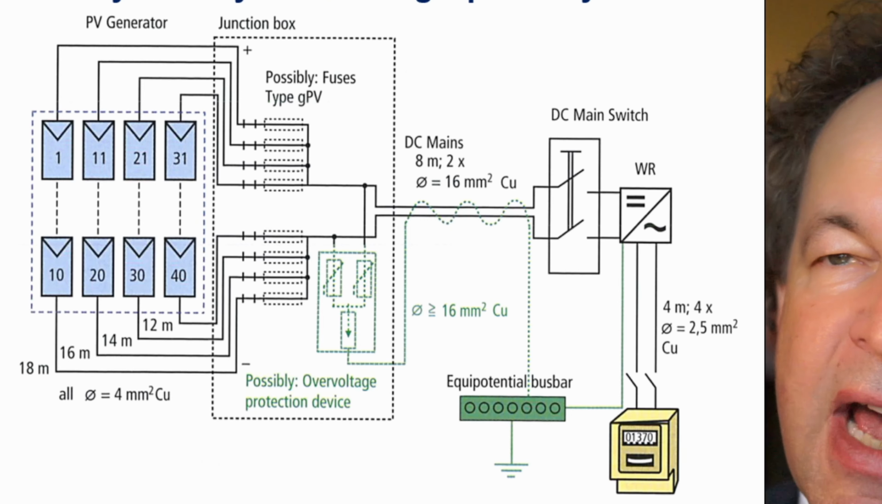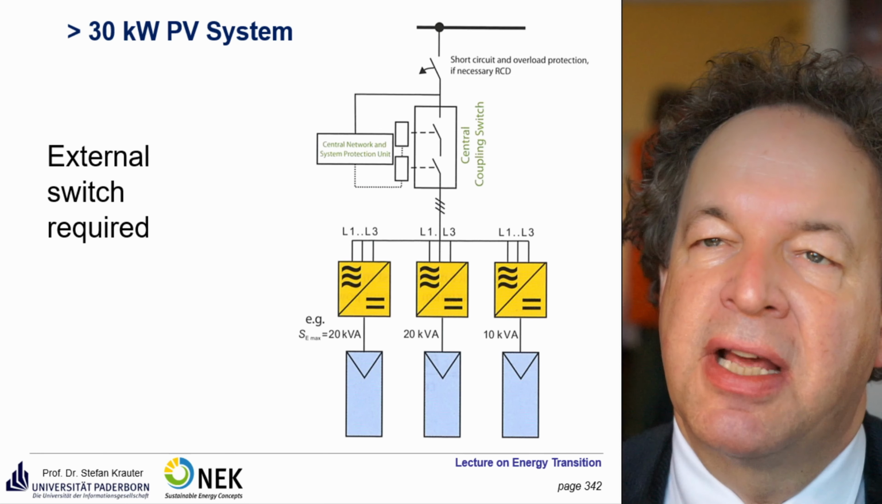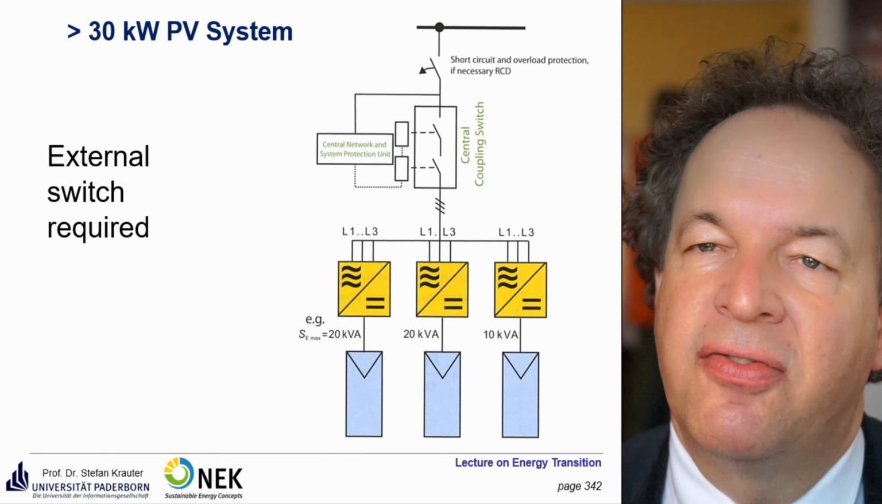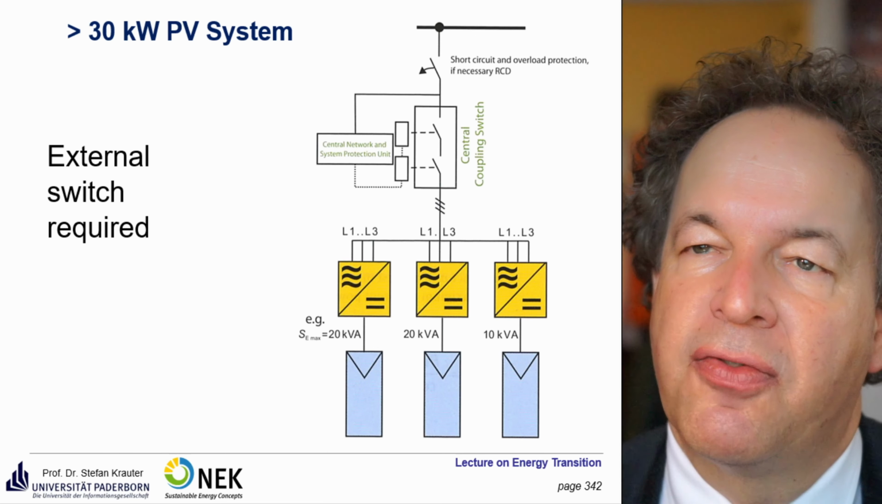These are some typical diameters which you would use. For systems with a larger power than 30 kilowatt in Germany, you have to have an external switch, so you can be switched off remotely.